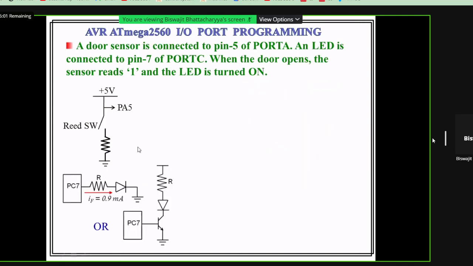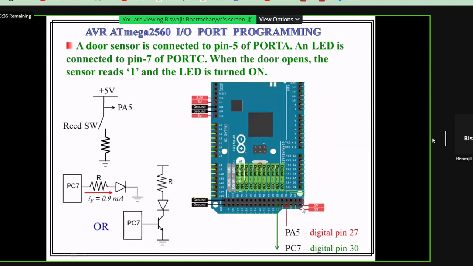Now our LED is here. It's in the low current LED configuration. We can connect the LED directly to the D7 pin of port C, or for a high current LED we can connect it via a transistor. So ultimately, at PA5 there will be a switch and at PC7 there will be one LED. It's not shown here.